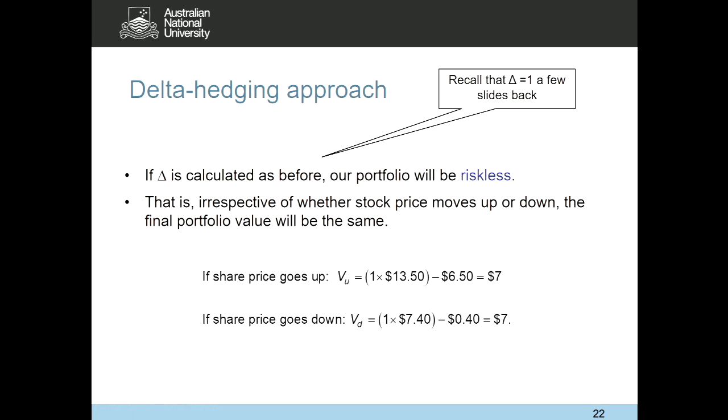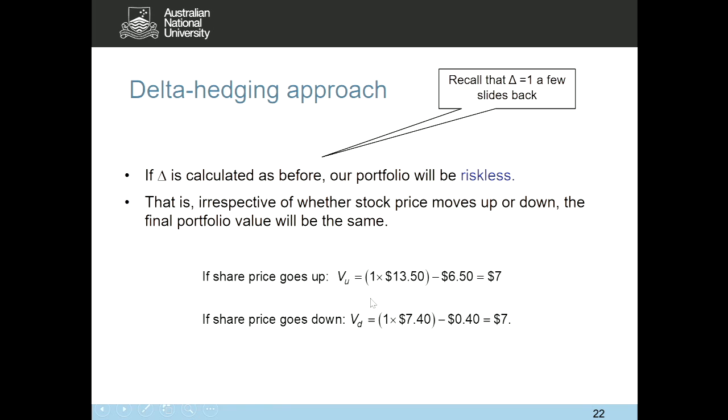Okay, so let's check in 1 year's time, what is the ending value of our portfolio? Remember, we bought delta shares. The delta is 1, right? We calculated the delta before. The delta is 1. So 1 multiplied by the share price, $13.50. And because the call option is in the money, and the holder of the call option exercises the call option, we lose $6.50, right? So that's the minus sign in front of $6.50. That means we lose $6.50. So the ending value of the portfolio is $7.